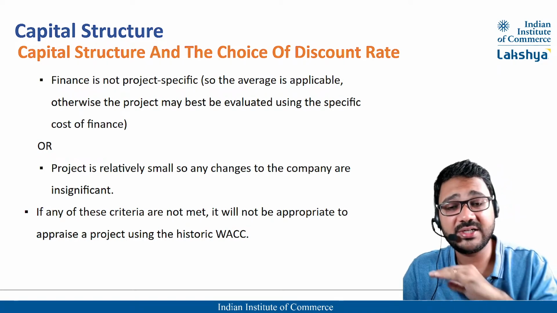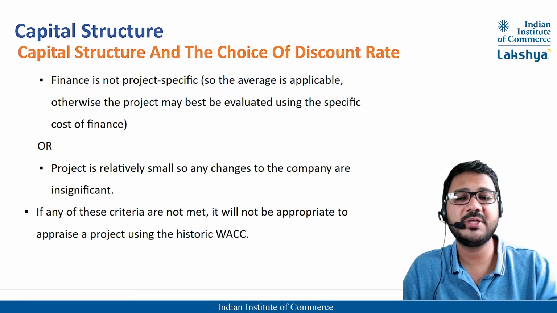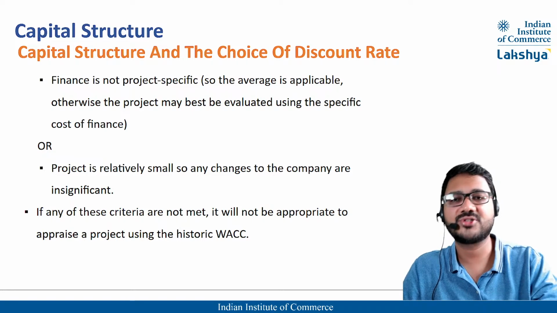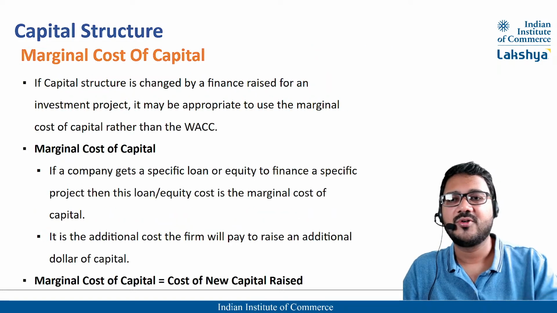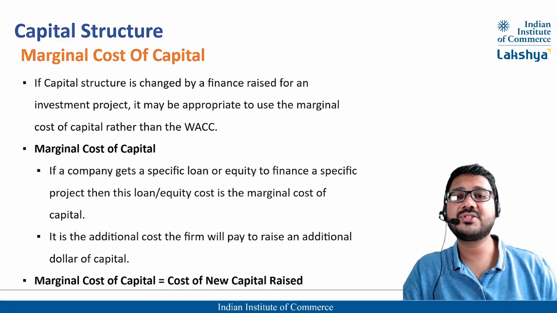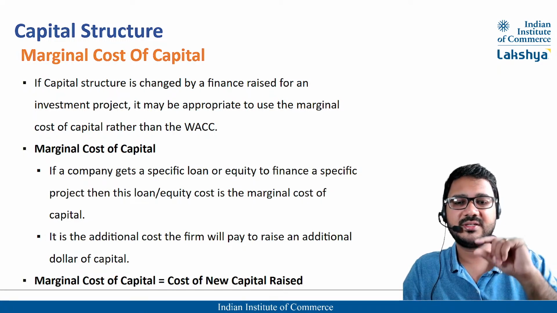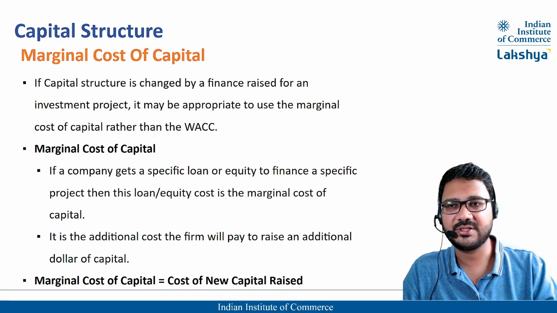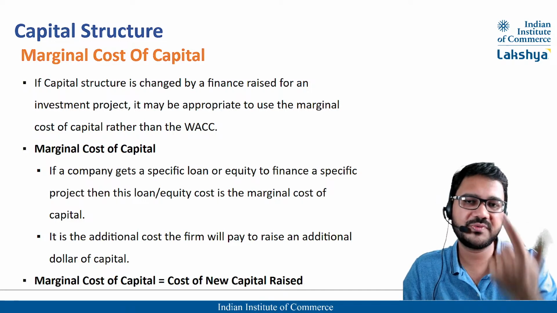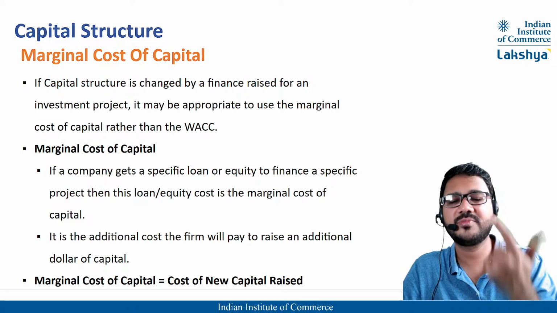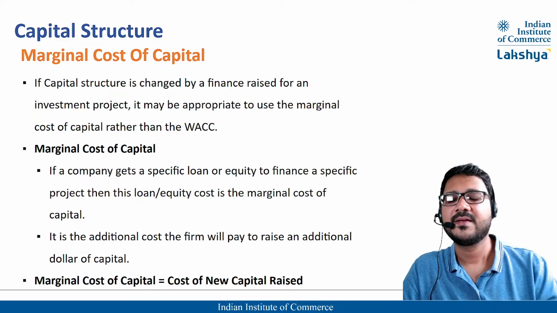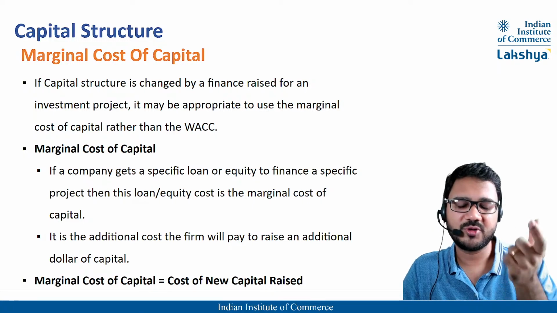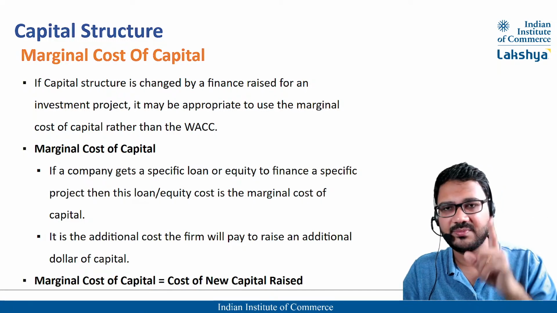If any of these criteria are not met, it will not be appropriate to appraise the project using historical WACC. Okay, so now moving on, marginal cost of capital: that is the extra cost of capital because of the changes in the capital structure or business risk. Business risk is made of both operating risk and financial risk, so keep that in mind.